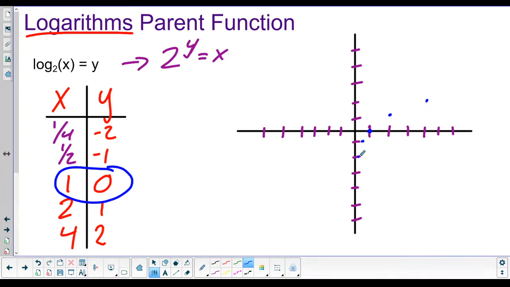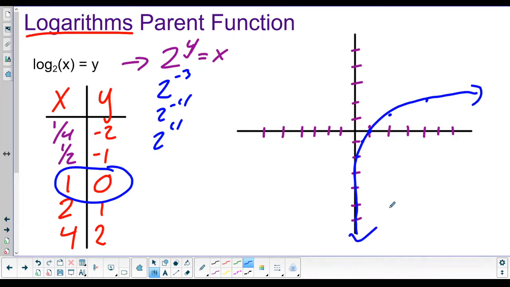So we have these 5 points, and we could plug in more y values to this if we want. We could do 2 to the negative 3, 2 to the negative 4. We could do 2 to the 4th, and so on. But what's going to happen is it's going to follow this curve. So let me fill in this graph. There we go. Not the best graph in the world, but not the worst. Okay, this is what a logarithm looks like.